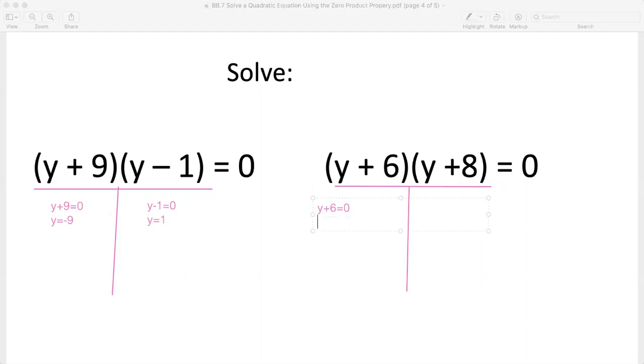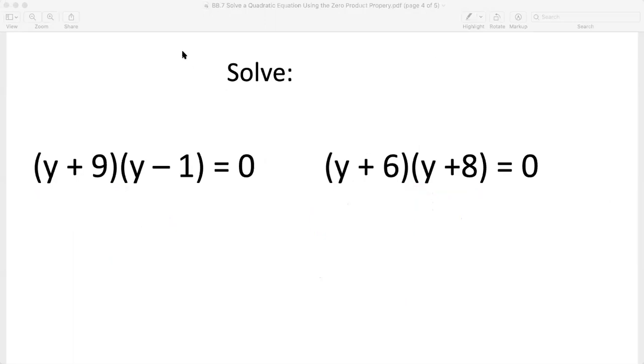So y plus 6 equals 0, so that means y equals negative 6. And then y plus 8 equals 0, so that means y equals negative 8. So maybe in your head you're like, wait a minute, Ms. Cunningham, they're just the opposites. So for example, I see plus 9 here, so my answer is negative 9. I see negative 1, so it's 1. I see a positive 6, negative 6, positive 8, negative 8. They are opposites when you don't have a coefficient in front, okay?